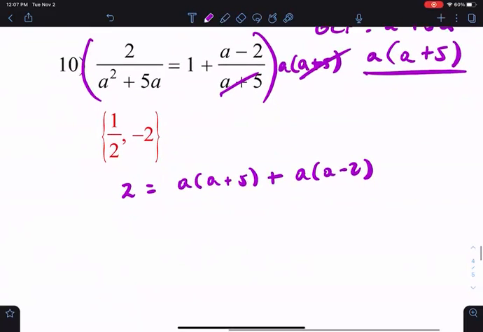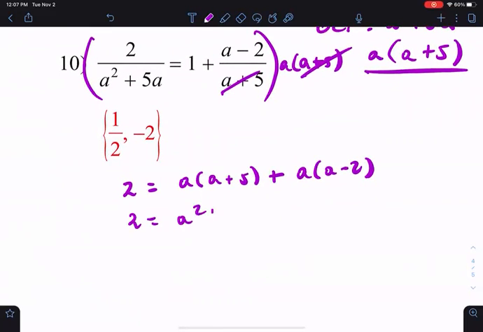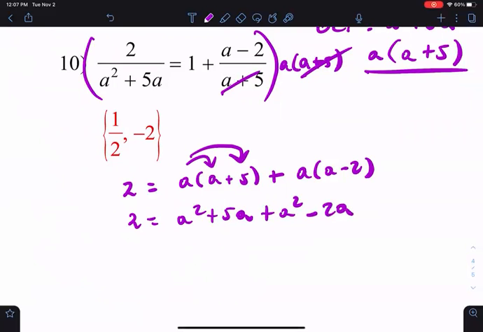Now you need to solve for this. So this is 2 equals a squared plus 5a using the distributive property. I hope you know how to do that. This is a squared and this is negative 2a. And I need to combine like terms now. 2 equals 2a squared plus 5a. Well, I can combine these two together too, right? So this and this, that's going to be 3a.